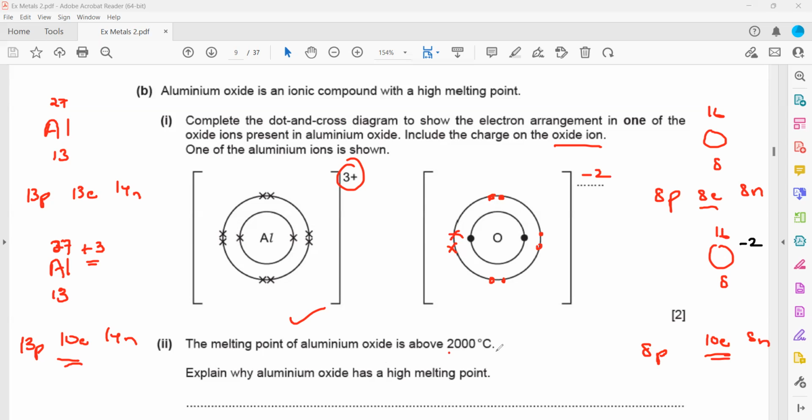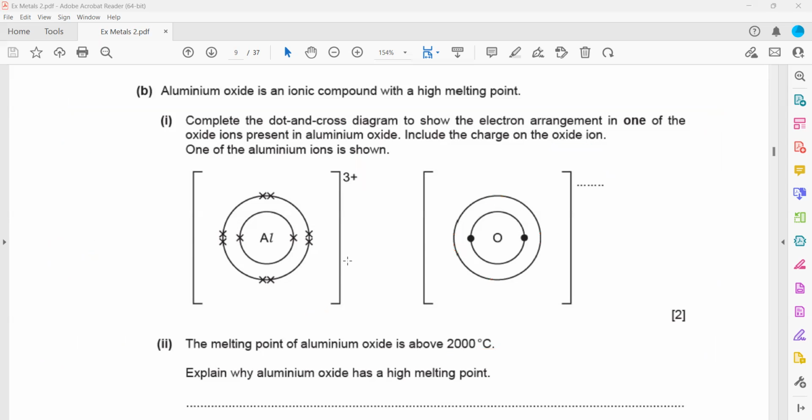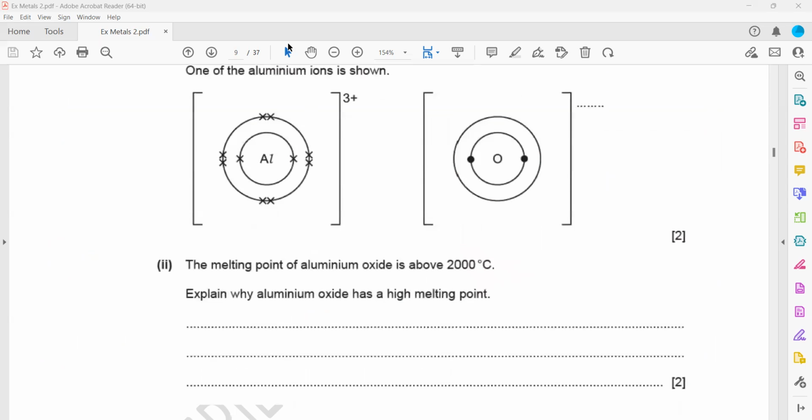The melting point of aluminum oxide is above 2000. Why does aluminum oxide have a high melting point? This is related to bonding and structure. Whenever you are referring to a melting point or a boiling point, it is a lattice, so you mention the aluminum ions and oxide ions: there is a strong electrostatic attraction between the oppositely charged ions. So we need a lot of energy to separate them.